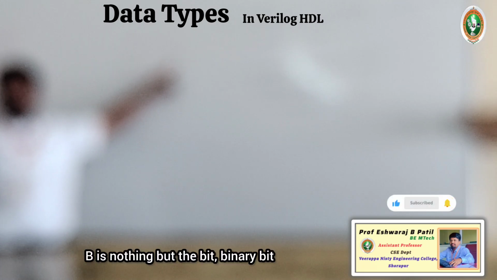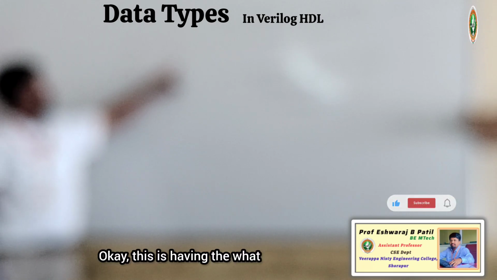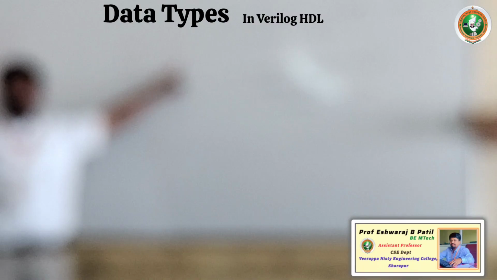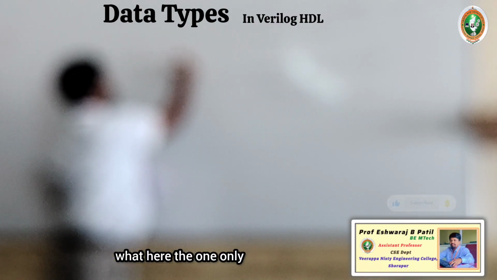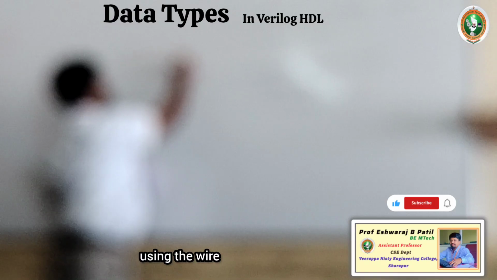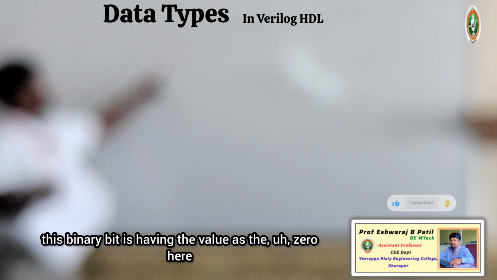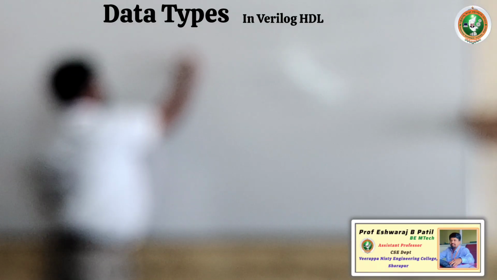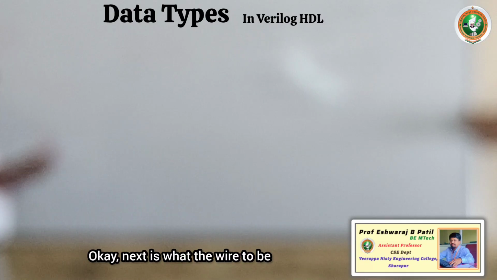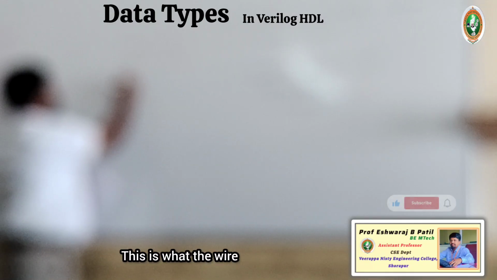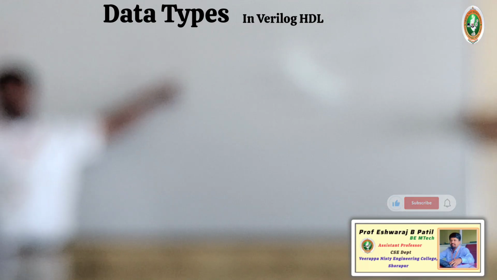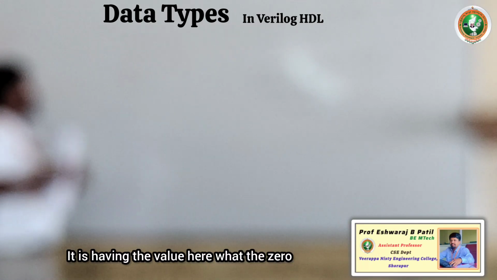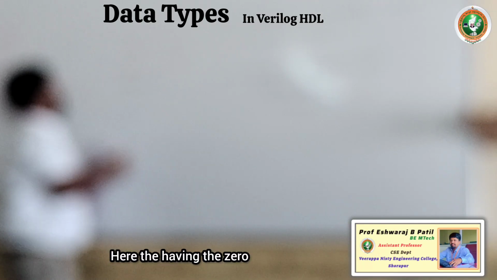B is nothing but the binary bit. What type of value does it have? 0. If it had the value 1, you would have to write 1 here. But I am saying this binary bit has the value 0 here. Next, what type of wire is this? Wire a equals the value 0 itself.